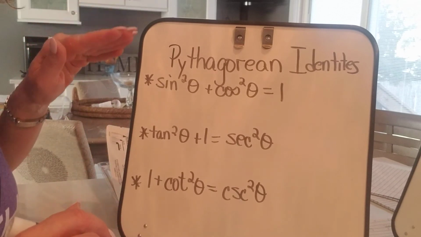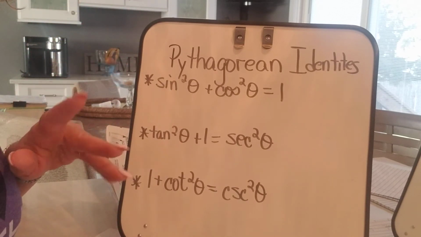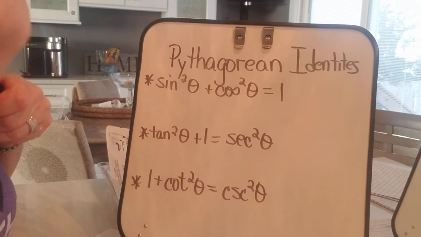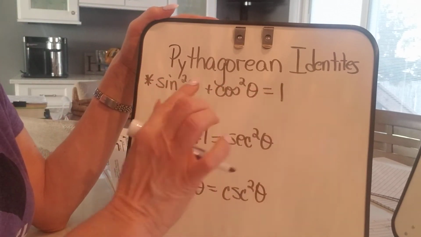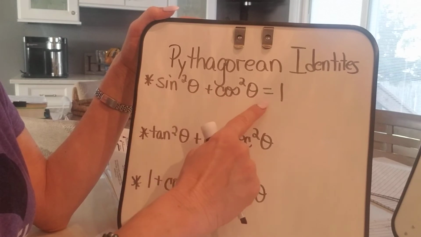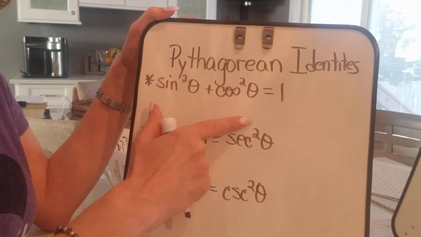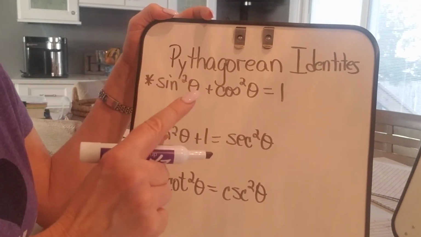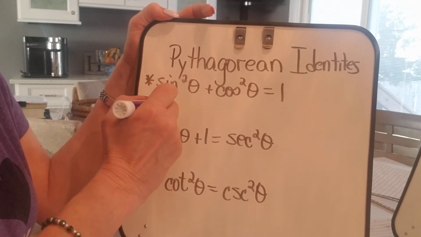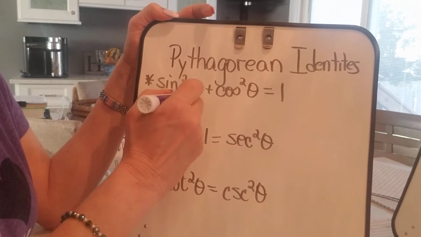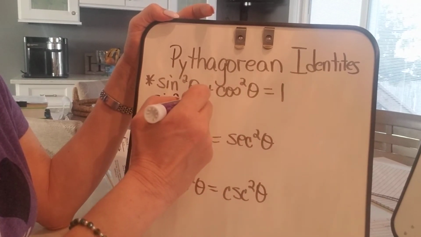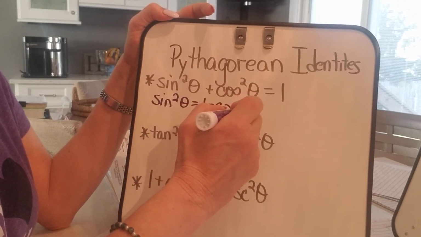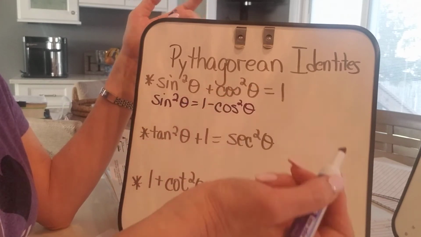Now, there are 3 of them. Of these 3, we can manipulate the equations and make other ones. For example, I'm going to take the first equation, sine squared plus cosine squared equals 1. I'm going to move cosine squared to the other side. That would leave me with sine squared theta equals 1 minus cosine squared theta.